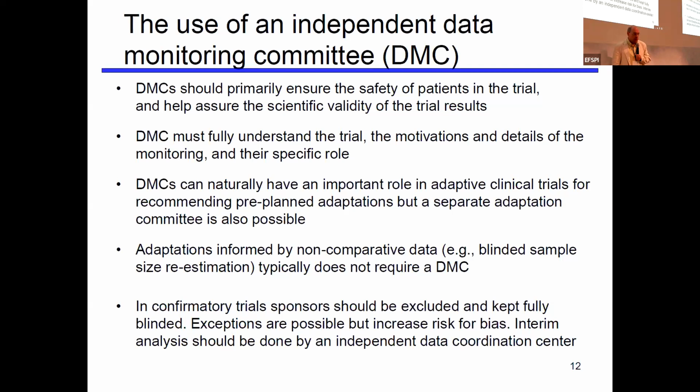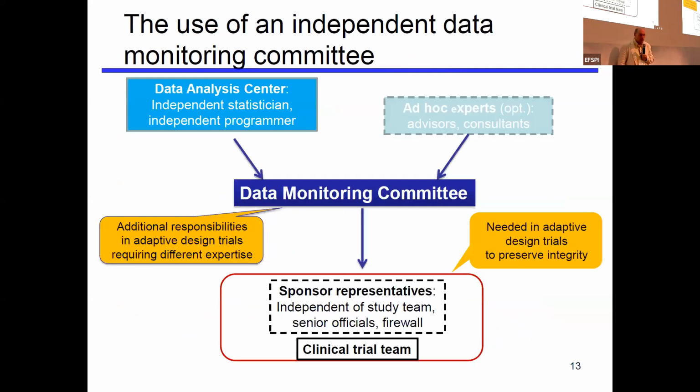And maybe the last point is just the role of the independent analysis centers. They should ideally also be outside the sponsor's organization. So this is the visualization that you have in the middle, the data monitoring committee being fully independent. In the upper left, you see the data analysis center, which should also be external. And you may need additional experts on the DMC because the DMC is taking on additional responsibilities that may require specific expertise, for example, in terms of the statistical methodology. At the bottom, you see then the ring-fenced sponsor organization.